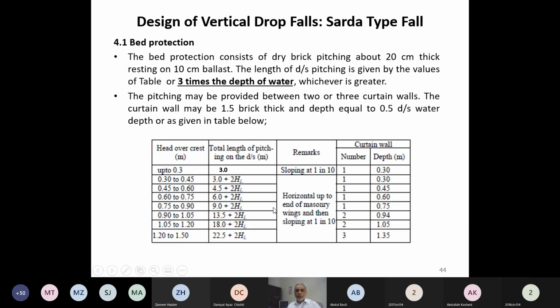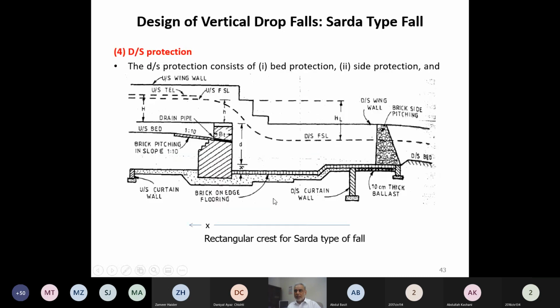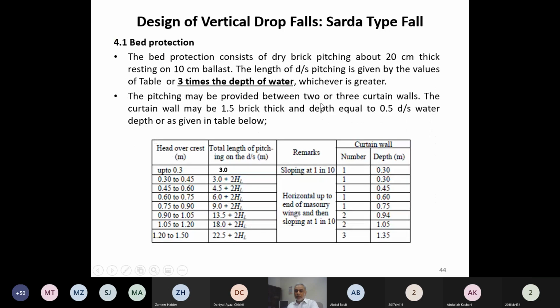Okay, so floor is finished, crest is finished, cistern is finished. Now remaining is the transitional part, the downstream protection, the upstream protection and the protection on the sides. So first we take care of the downstream protection part. These are the additional protection after the concrete floor is finished. These protections are provided on the bed, and these protections are provided on the sides.